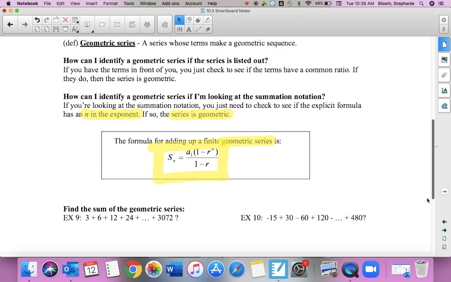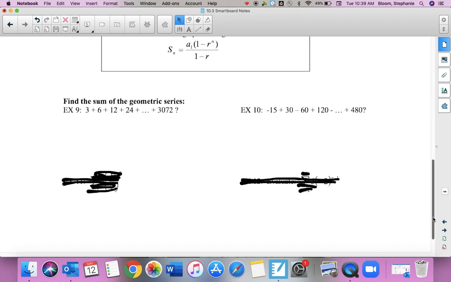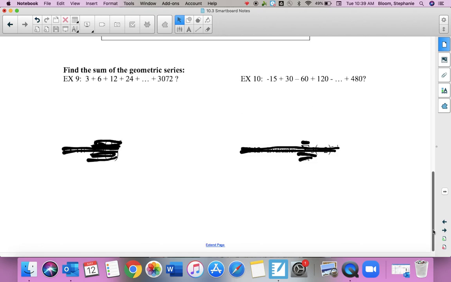All right, let's do some examples of this. Here is my first example, and we're supposed to find the sum of this series. The first thing I need to do is find how many terms are in this. Let's look here. I know that I would multiply by 2, so I know my r is equal to 2. But I need to figure out how many terms are here, because I don't know just by looking.